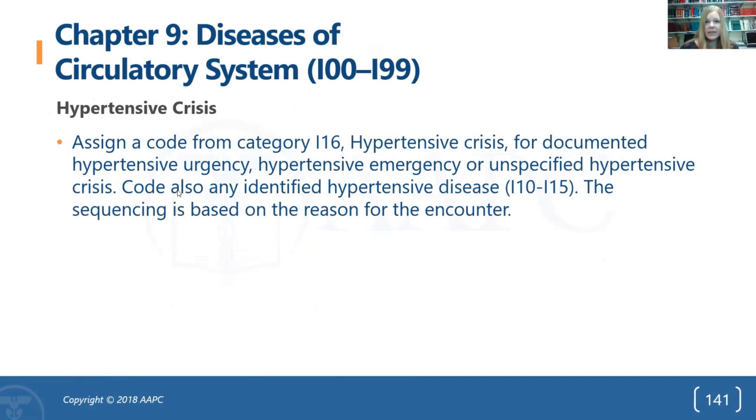Hypertensive crisis is a severe increase in blood pressure. Hypertensive crisis can be classified as urgent or emergency. An urgent hypertensive crisis is when the patient's blood pressure is extremely high, but it is not suspected to have damaged any organs. An emergency hypertensive crisis is when the patient's blood pressure is extremely high and it has caused damage to organs. A code from category I16 is assigned for hypertensive crisis.